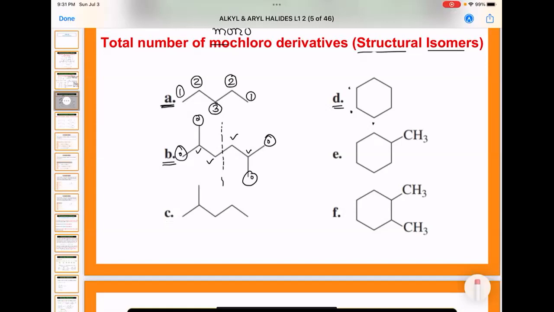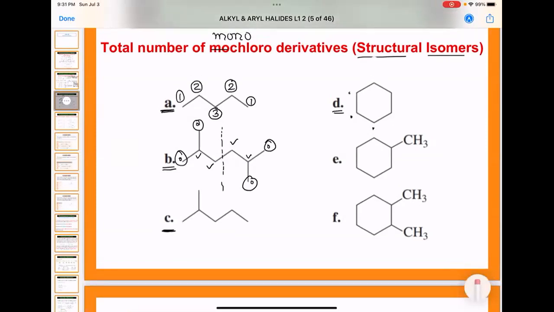Now let's come to C. C is the very famous question, and I told you it was asked in JEE Mains, Advanced, NEET, all examinations, very common. So this is actually the name of this compound: 2-methylpentane. Such kind of questions are asked everywhere. So how many monochloro derivatives are you going to get?